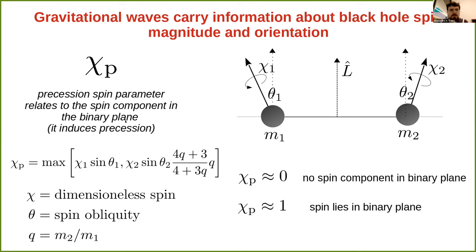And the second parameter is kind of complementary to chi-effective. It's called chi-p, or the precession spin parameter. It relates to the component that is not projected onto the angular momentum, but is orthogonal to it. So if the spin vector is perfectly aligned with the angular momentum of the orbit, then there is no spin component in the binary plane, and chi-p will be zero. Well, it will be close to one if the spin lies in the binary plane. And of course, this also depends on the mass ratios.